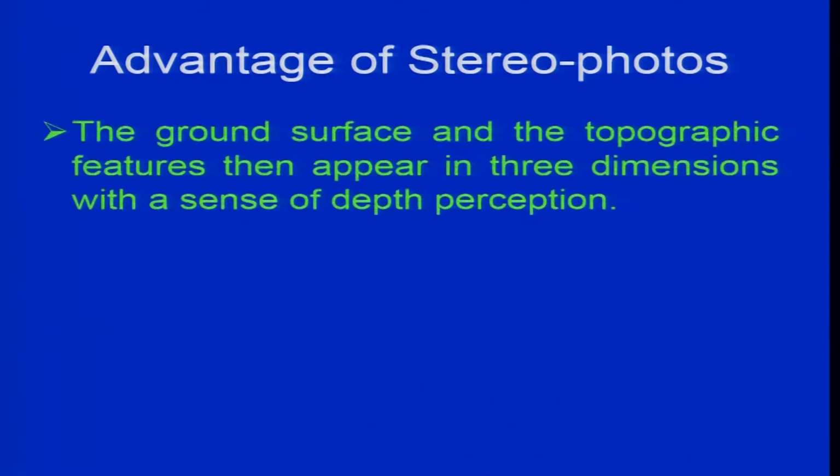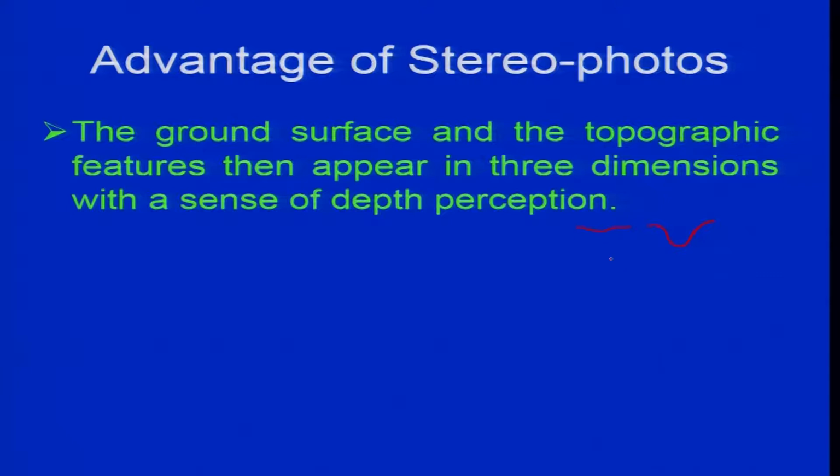So, the advantage of stereo photographs, in particular where we were talking about 30% overlap sideways and 60% overlap in the direction of line of flight, is that the ground surface and the topographic features appear in 3 dimensions with a sense of depth perception. You will be able to make it out easily. For example, you are having a valley. If you are having 2D photographs, you may be able to see something like this, but if you are having a 3D view, then you will be able to understand the valley's size.